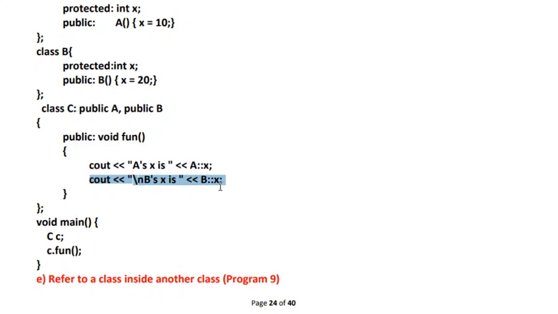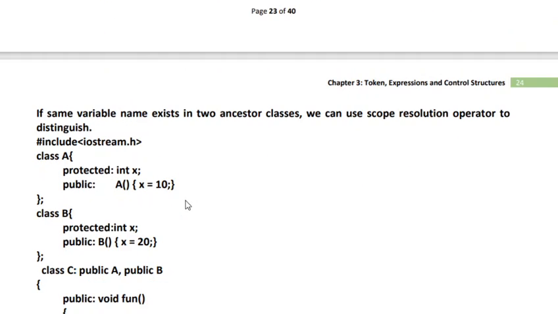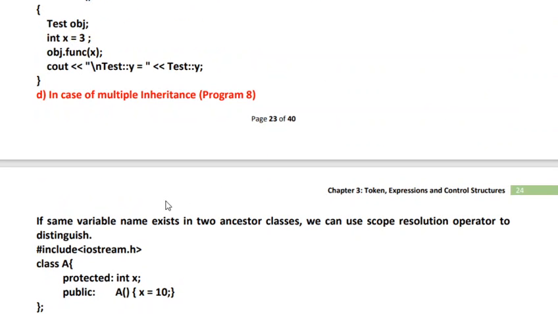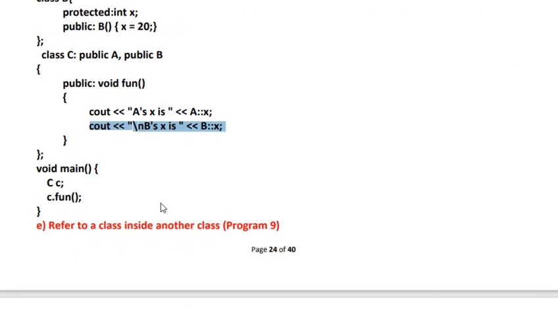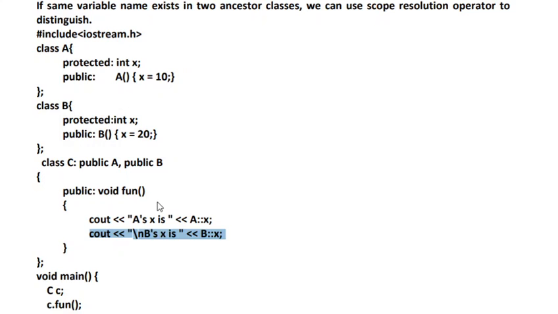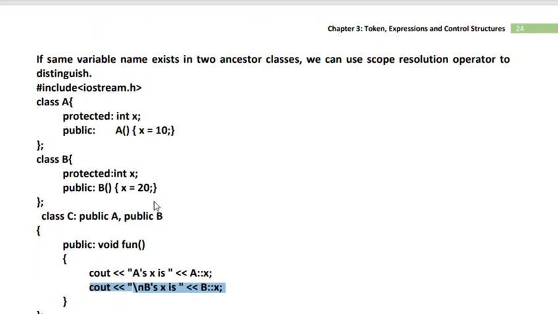So this is one of the ways we can use the scope resolution operator, that is, to distinguish between variables having the same name in case of multiple inheritance, where a class has more than one base class and the base classes have variables with the same name.